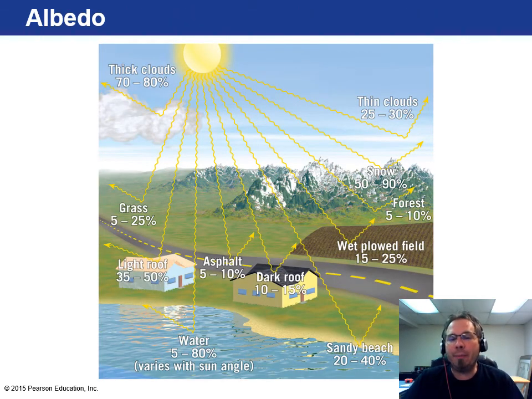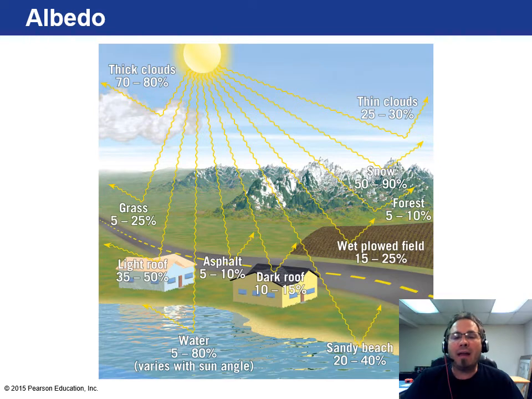Now, I mentioned albedo before, and albedo is just how the sun's rays reflect back out, let's say, into space. A lot of that has to do with the surface, and a lot of it is just color. Something like a dark roof: the darker the color, the more it absorbs. So that's a lower number.